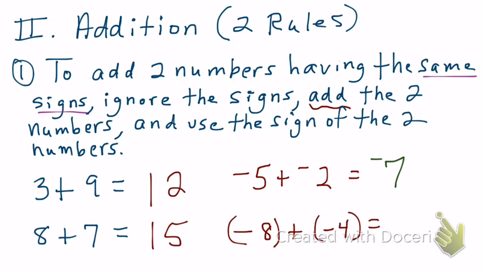Notice sometimes, like with negative 5 plus negative 2 here, I put the signs kind of high. We can also use parentheses to help us indicate we have two negative numbers being added. Notice you do have the plus in between these two numbers. Negative 8 plus negative 4, we're going to add 8 and 4, ignoring the signs, so we're going to get 12, and since they're both negative, we get negative 12.